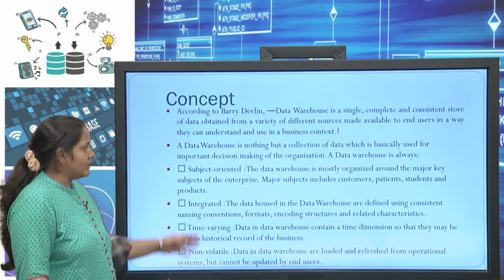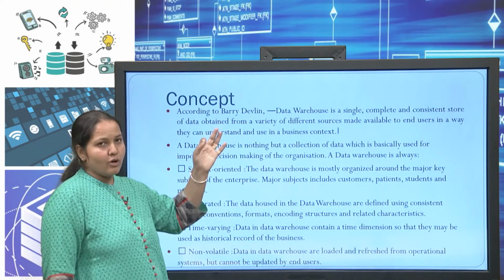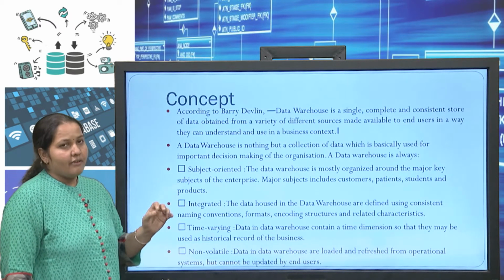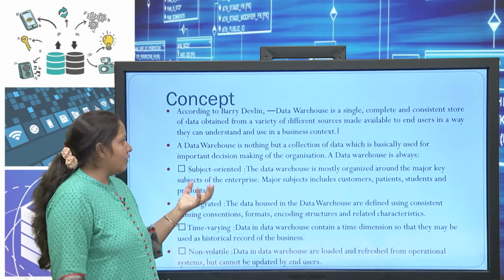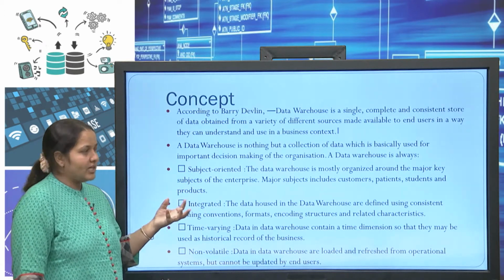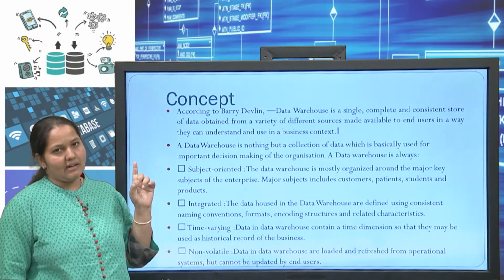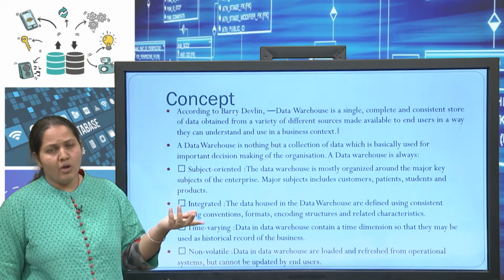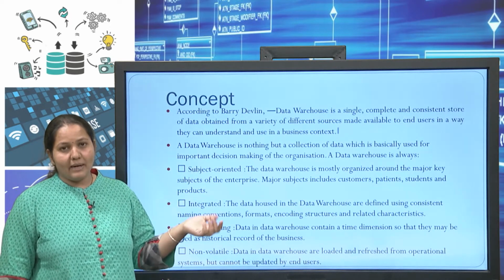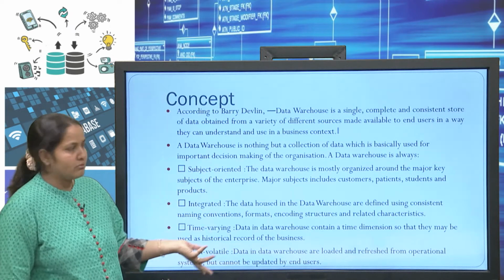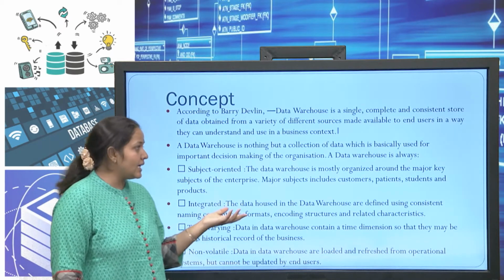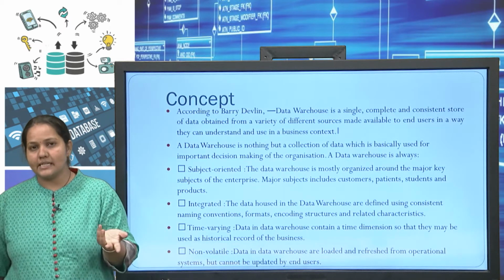Now, according to Devlin, a data warehouse is a single, complete and consistent storage of your data, which obtains a variety of data from different sources, and the end user can understand it in a business context. The end user does not know from which type of sources you are gathering the data; they have single context data, but your data are collected from different sources. A data warehouse is nothing but a collection of data which is basically used for your important decision making.